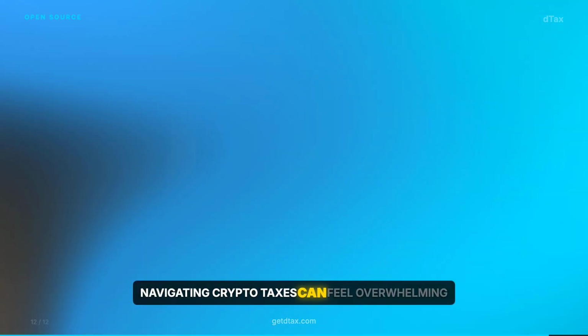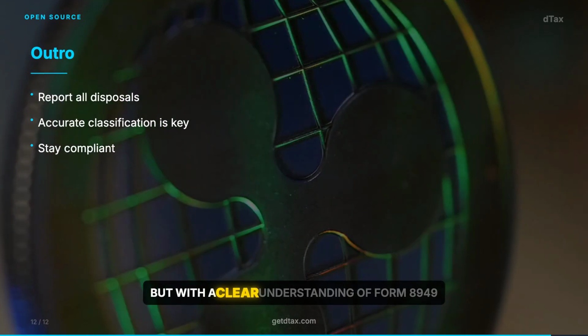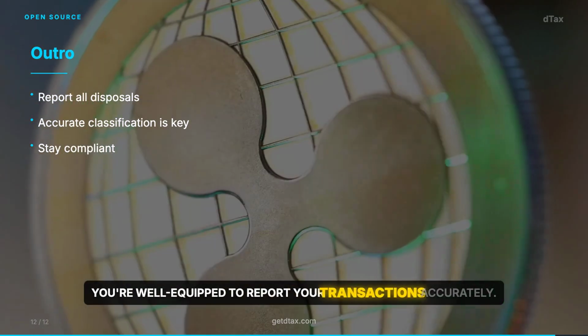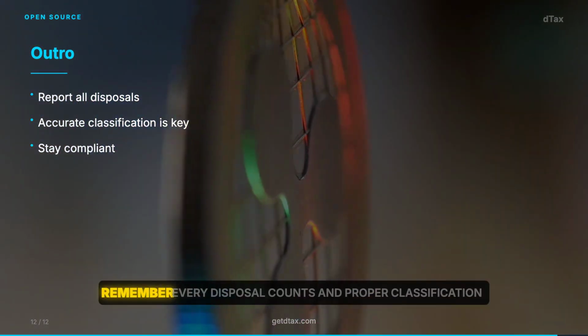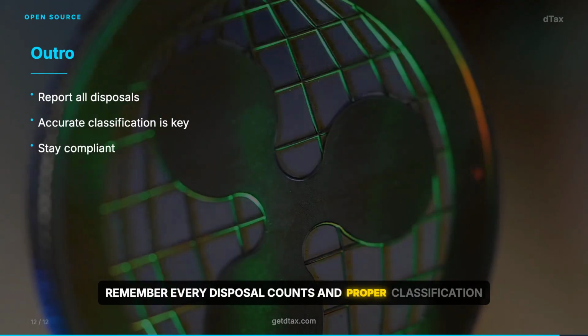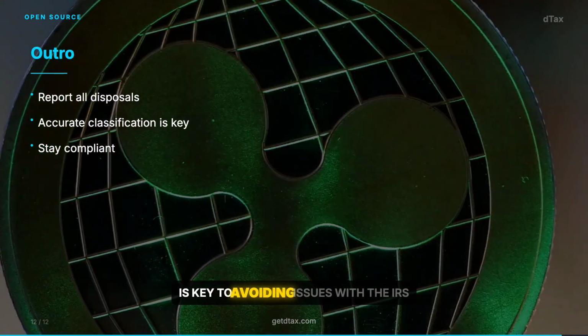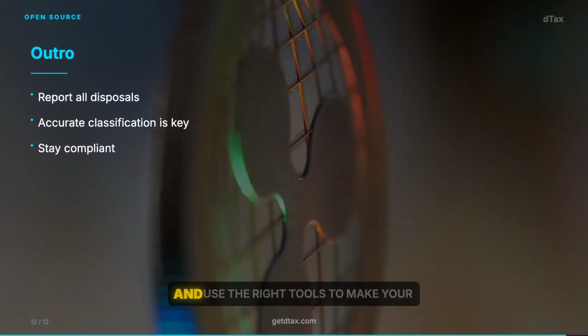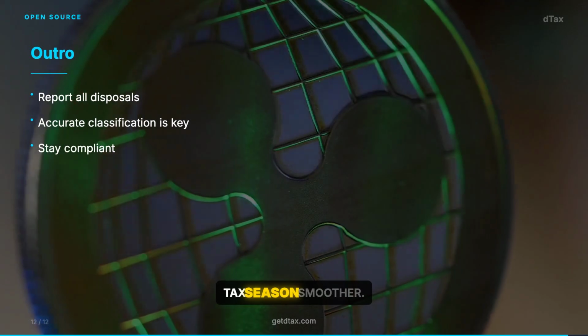Navigating crypto taxes can feel overwhelming, but with a clear understanding of Form 8949, you're well equipped to report your transactions accurately. Remember, every disposal counts, and proper classification is key to avoiding issues with the IRS. Stay proactive, keep good records, and use the right tools to make your tax season smoother.